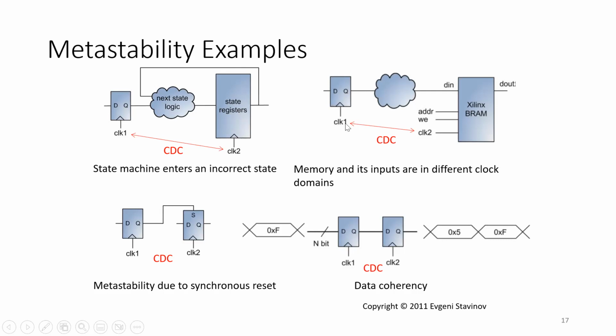This is another example. I have a RAM and I have data. This is working at a clock and this is another clock. So I may get metastability. Here is a 2 D flip-flop. This Q is setting the second one. But here again, I have different clocks. This data is transferred from one system to another system, again at different clock. So this will cause metastability.